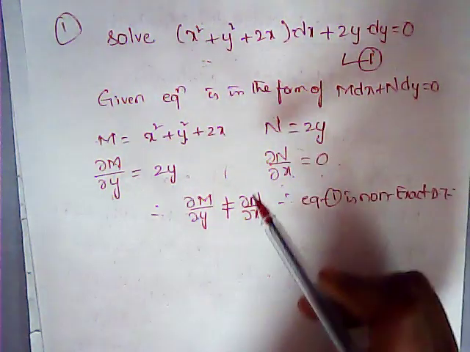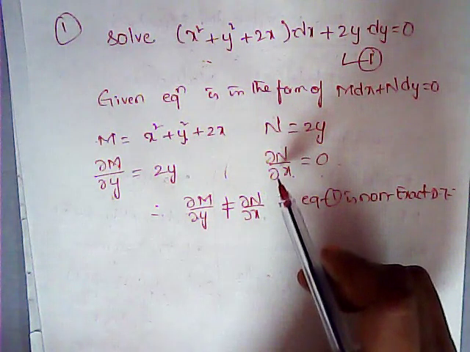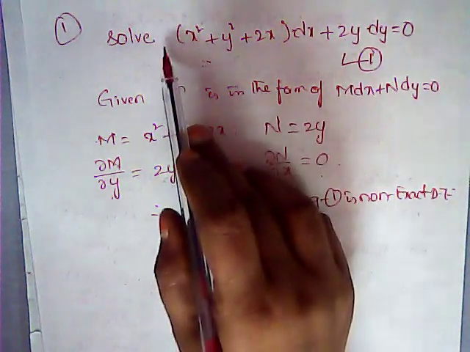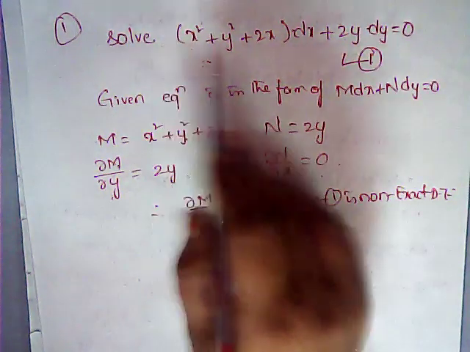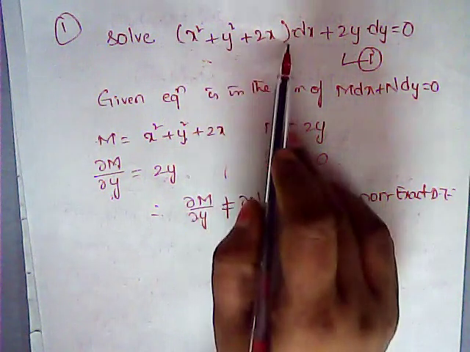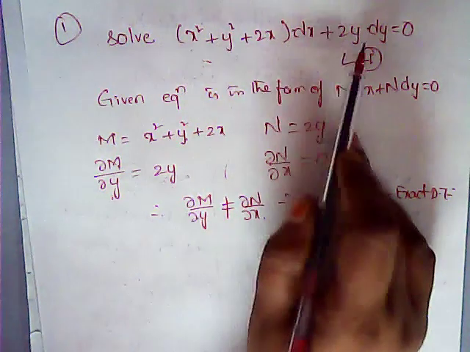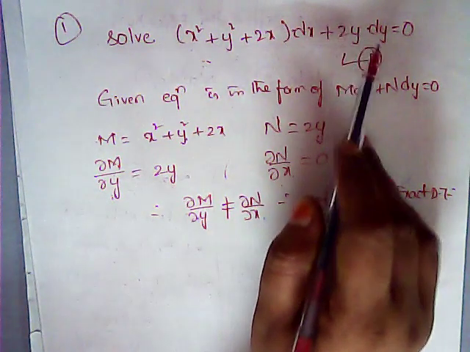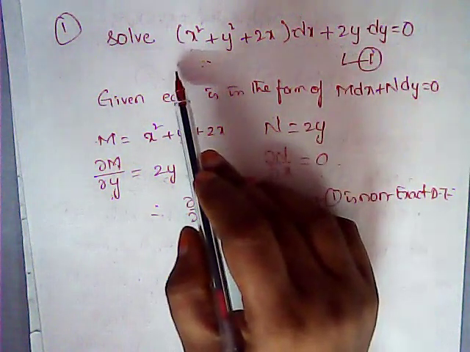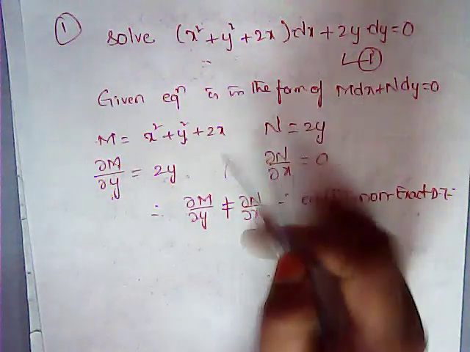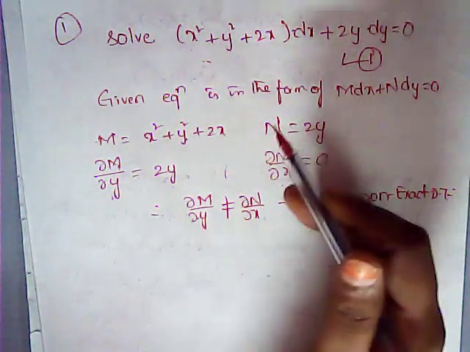Coming to the second model. In the second model, we will have the form y into f of x comma y into dx plus x into g of x comma y into dy. It is not in that form either. Now coming to the third model and the fourth model.